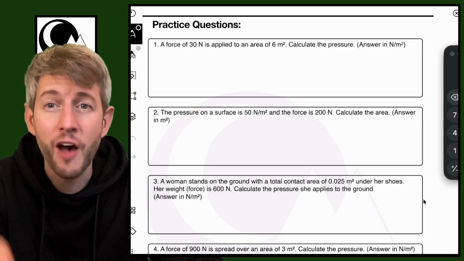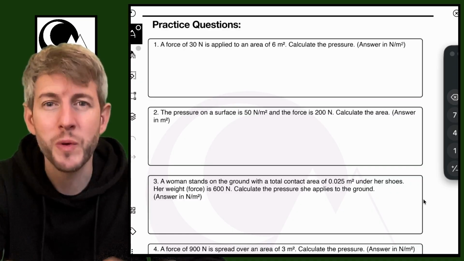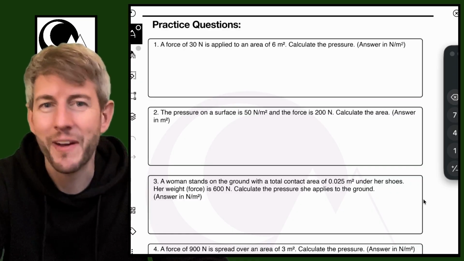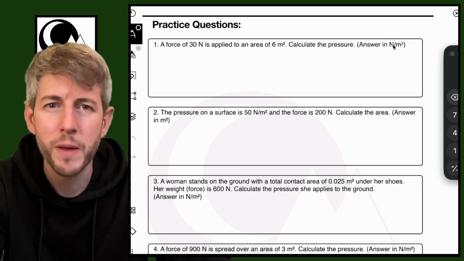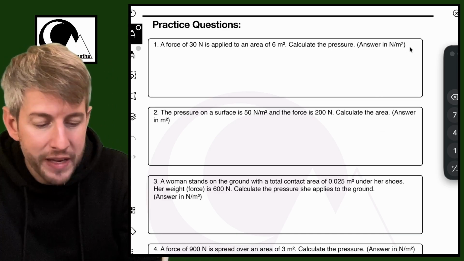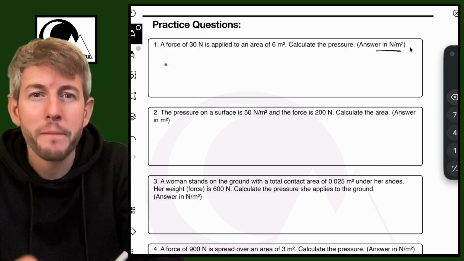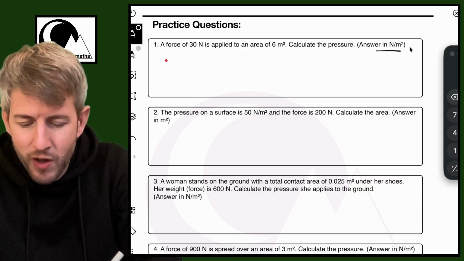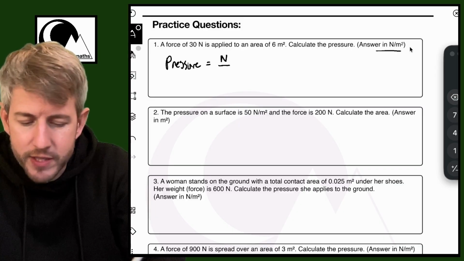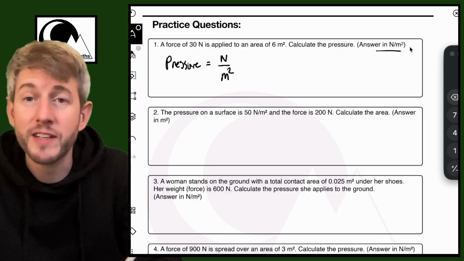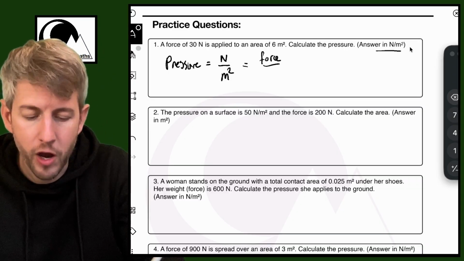Question one says, a force of 30 newtons is applied to an area of 6 meters squared. Calculate the pressure. And it says here, answer in newtons per meter squared. So this is the big clue here, and that tells us what pressure is equal to. If pressure is measured in newtons per square meter, what we know is that pressure is equal to newtons divided by meters squared. Or if you remember the formula, it will be force over area.